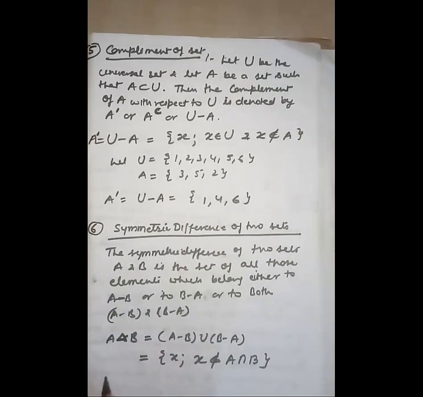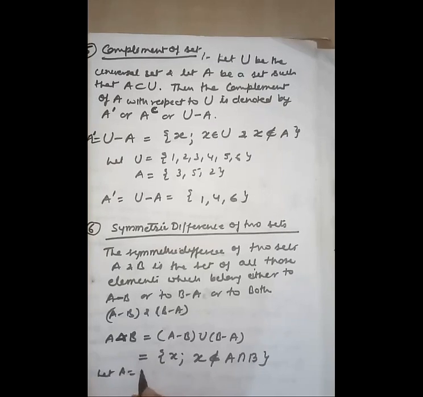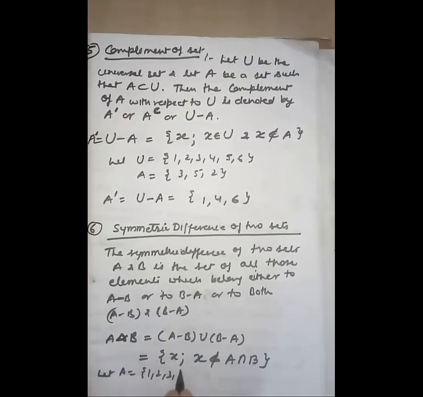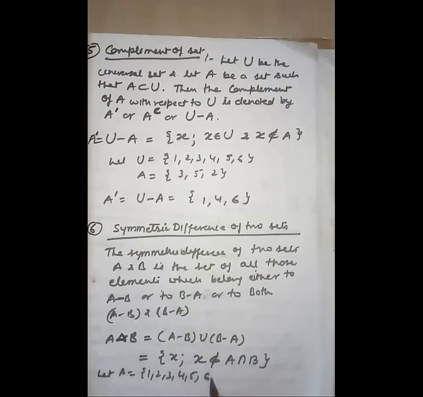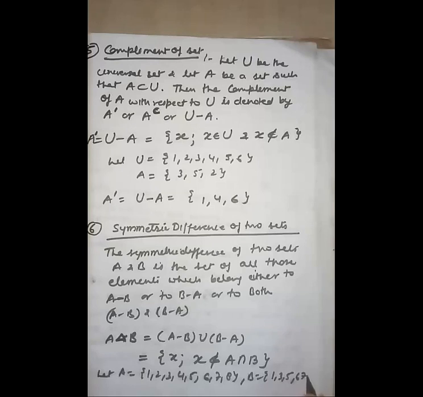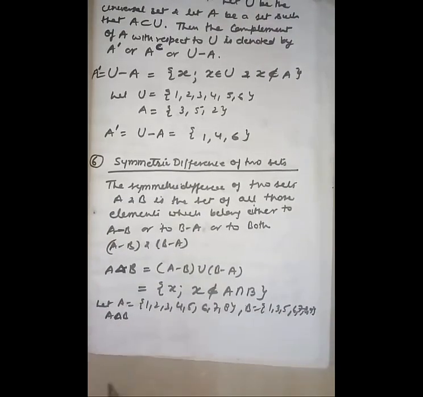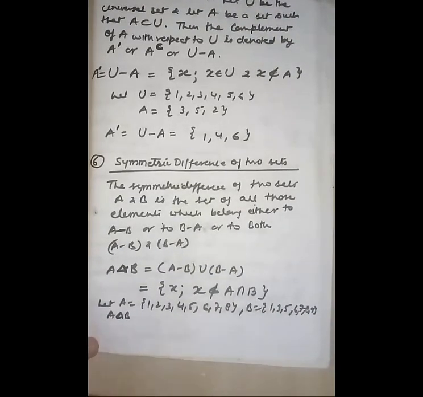So let A equal to 1, 2, 3, 4, 5, 6, 7, 8. Now taking B, 1, 3, 5, 6, 7, 8, 9. Now you can find the symmetric difference of A and B. So how?